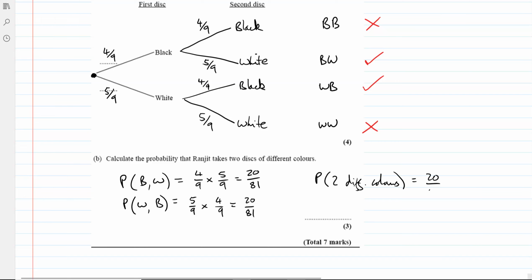Because both of them give me the correct result. So I'll get 40 out of 81. That's a nice final probability. Just leave it as a fraction.